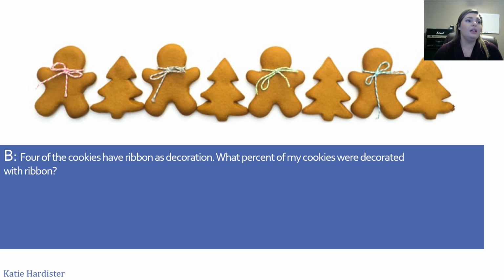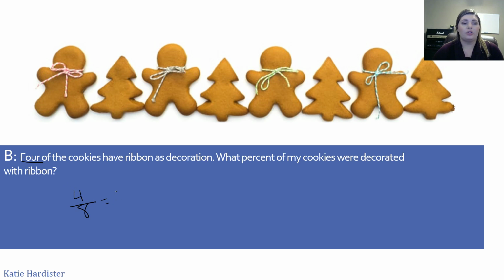All right, so then I want to know, 4 of the cookies have ribbons as decoration. What percent of my cookies were decorated with ribbon? So I could just take a look at them again. We obviously know that there's 8 cookies here. And it tells me here that 4 of them are decorated.